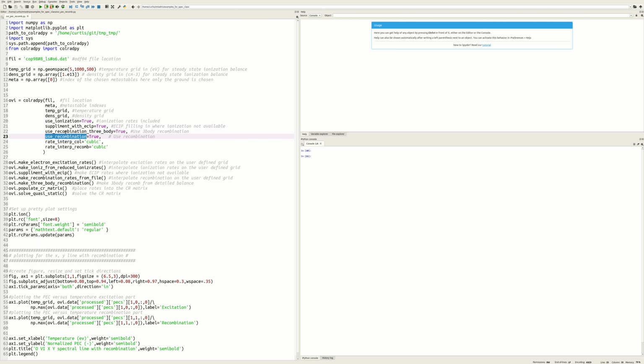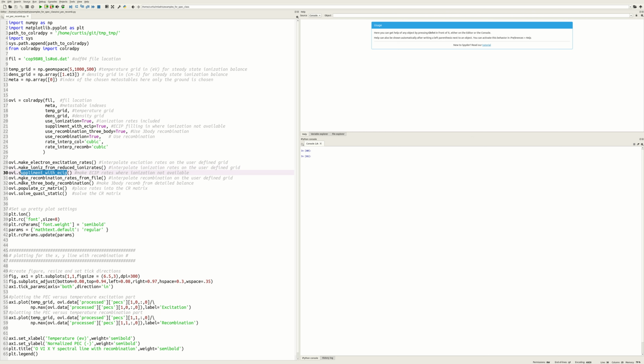The next thing is using recombination rates that are included in the ADF04 file. So this would be dielectronic recombination and radiative recombination. Again, we are going to have SciPy 1D interpolating using cubic splines for both the collisional excitation rates in the ADF04 file as well as the recombination rates in the ADF04 file. So these calls look very similar to our last example where we're going to make the excitation rates, make the ionization rates, supplement with ECIP.